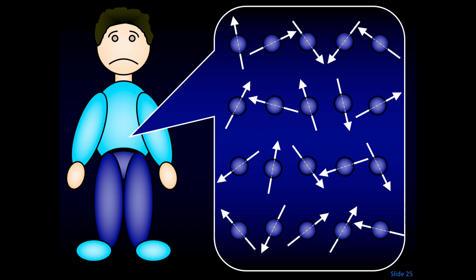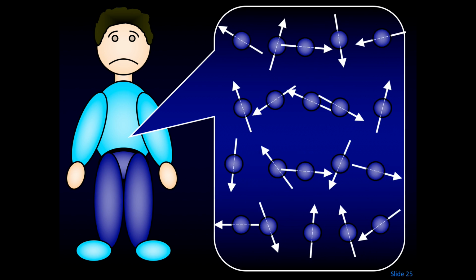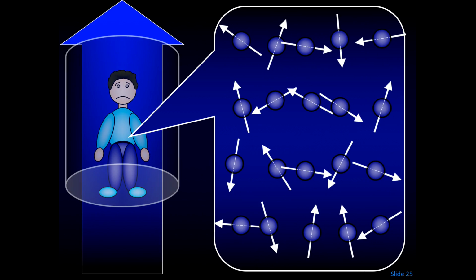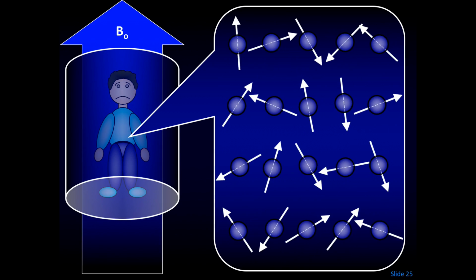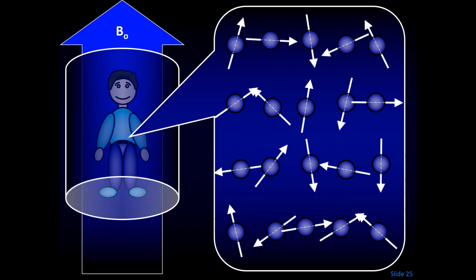At any rate, you can see that there are proton magnetic dipole moments pointing in all sorts of different directions. And they're not just pointing in different directions, they're actually tumbling randomly. So let's take you and put you into a magnet. And once we put you into a magnet, you become very happy.